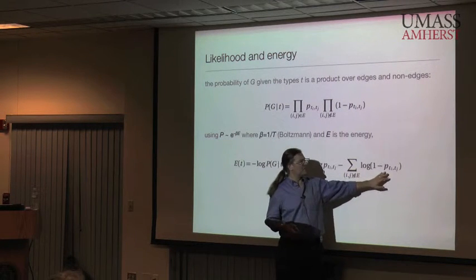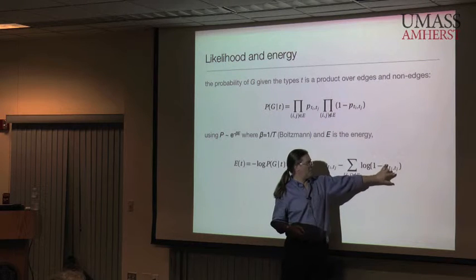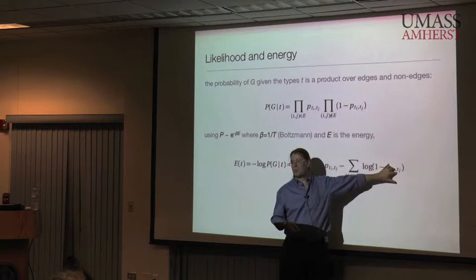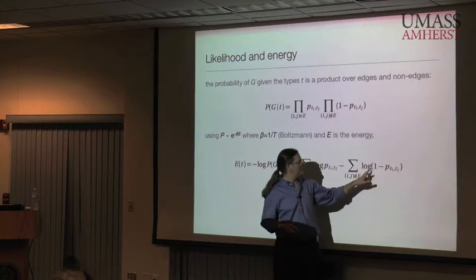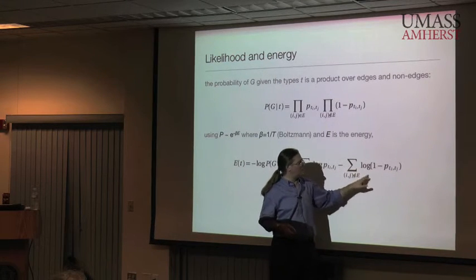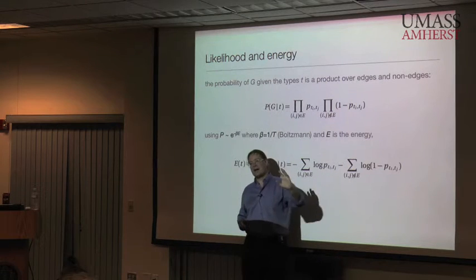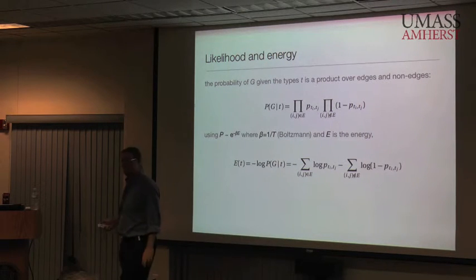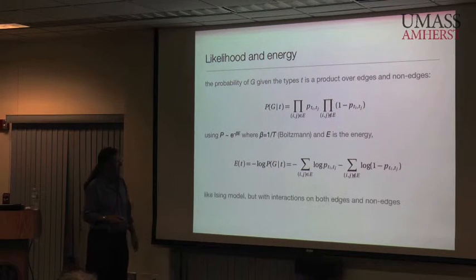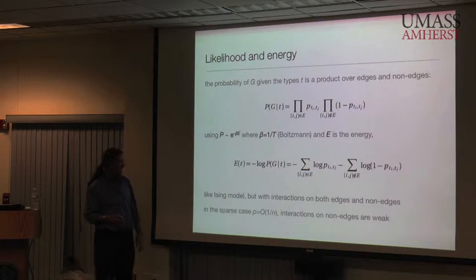On the other hand, if the network is sparse, so that the probability of a link is order 1 over n anyway, then this is fairly close to 1, and its log is fairly close to 0. These terms are small. On the other hand, there are a lot of them. You can't totally ignore them, but you don't have to think about them too much.